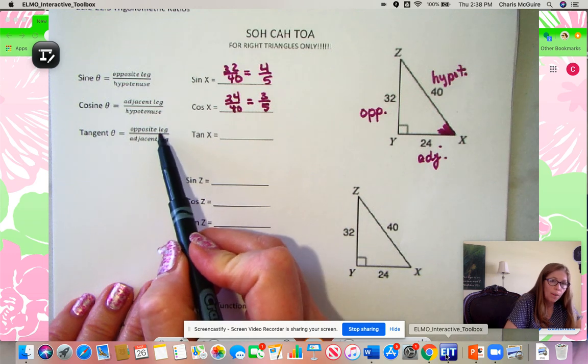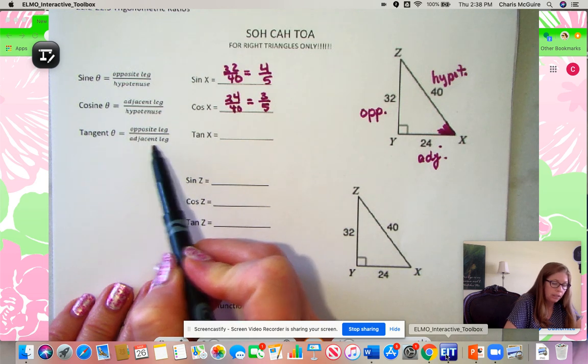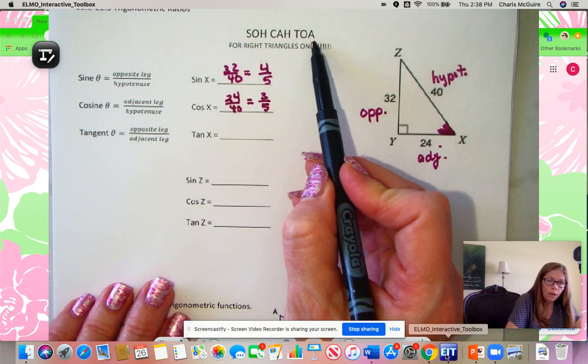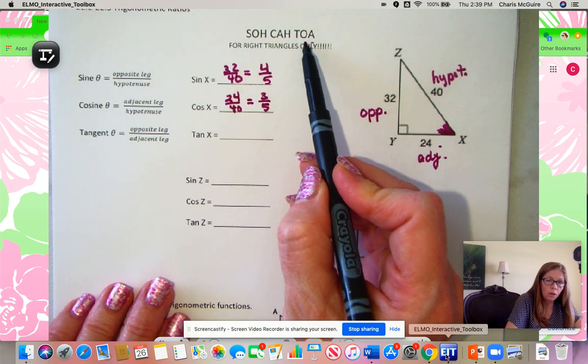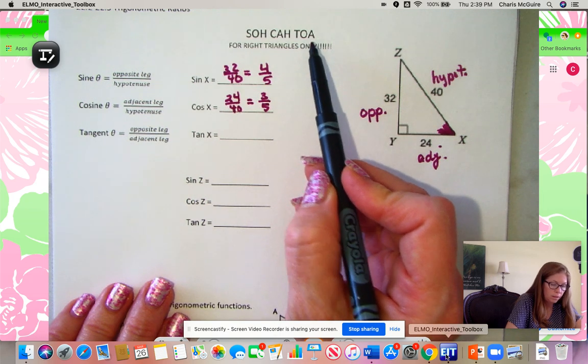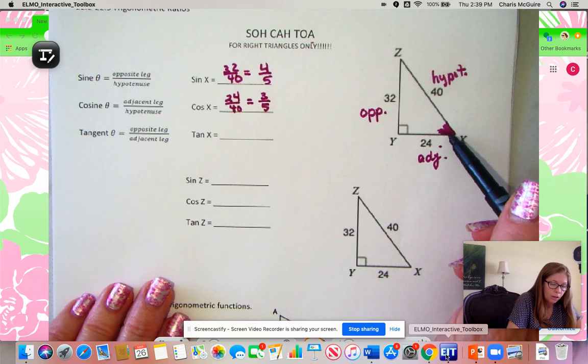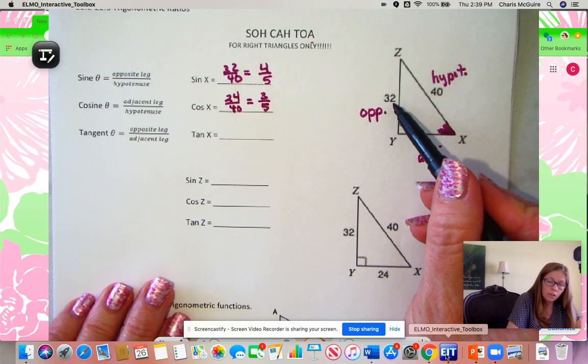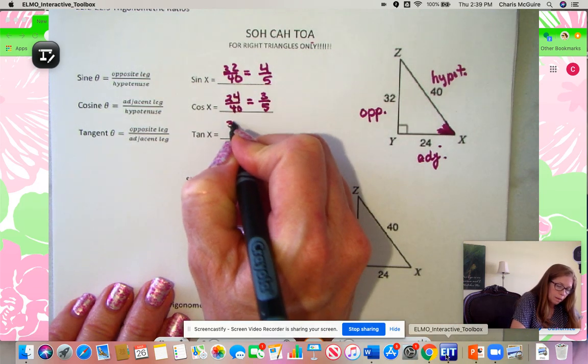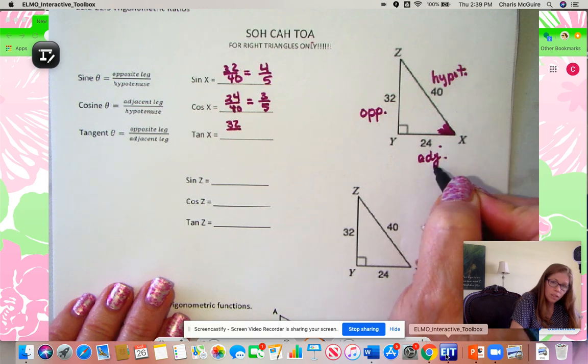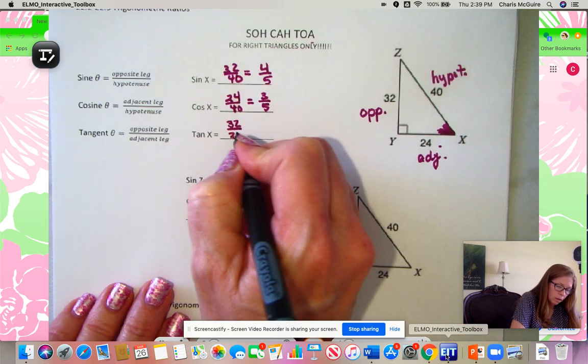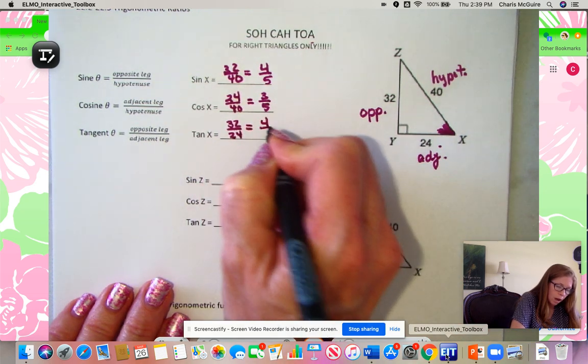And then the last part, tangent. Tangent is your opposite leg over your adjacent leg. That's the TOA. T is for tangent, O is for opposite, A is for adjacent. And so from X, opposite is 32 over our adjacent side, 24. So we're looking at 4/3.